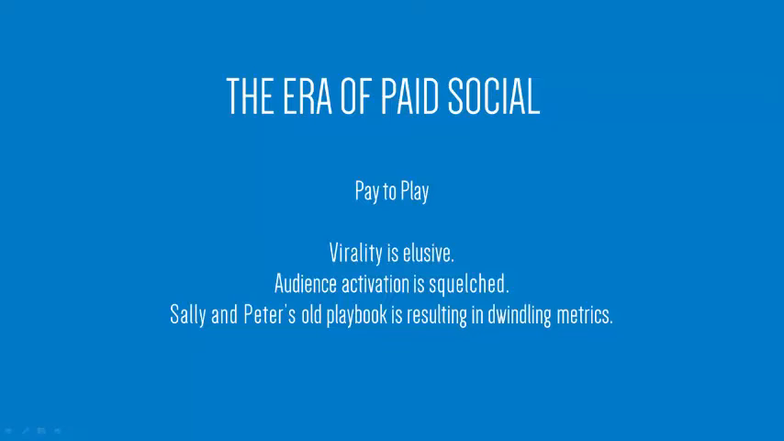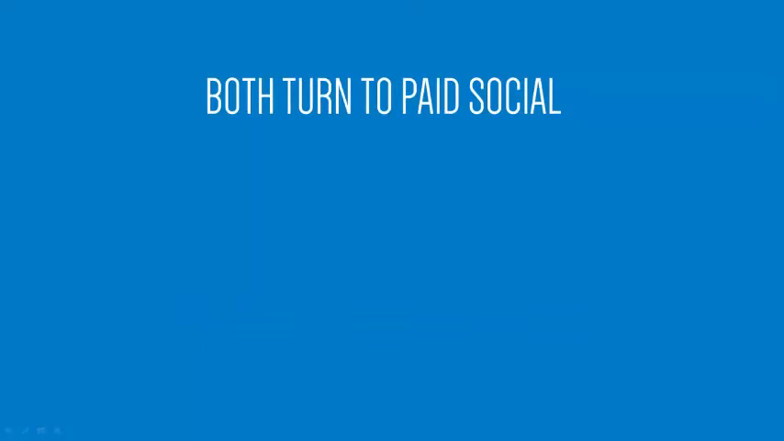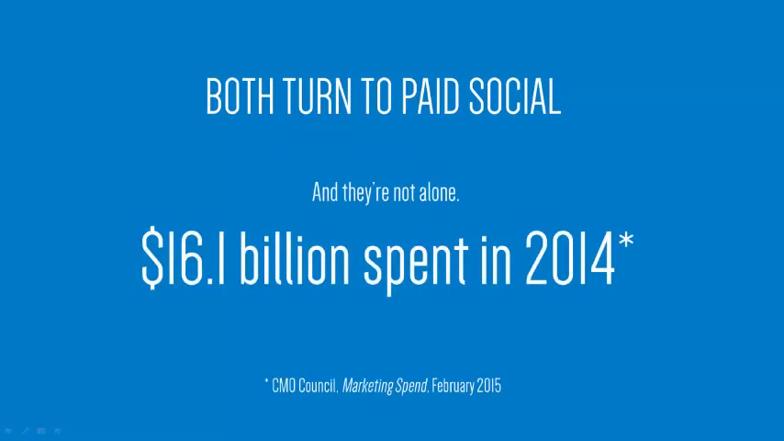So Sally and Peter's old playbook, the one that worked for them so well for years and years as they grew into these social media manager roles, really doesn't work anymore. It's resulting in dwindling metrics. Their audience reach is just shrinking, and they're really struggling to execute on any kind of campaign or strategy that they were able to successfully employ, all the way up to about 2012. So they both turned to paid social, along with everybody else. And I'm sure that includes a lot of folks who are in the webinar today.